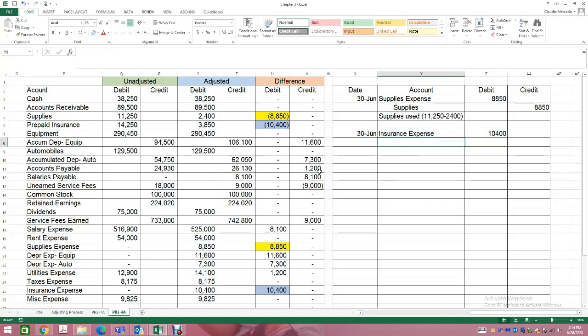Now, when we set this up, we had an account called prepaid insurance, and it decreased. So what's going to happen over here to my prepaid insurance? It's going to go down. So my prepaid insurance is decreasing by 10,400, and my insurance expense is increasing by 10,400. And my description is insurance expired. This has been used. That's $14,250 minus $3,850.